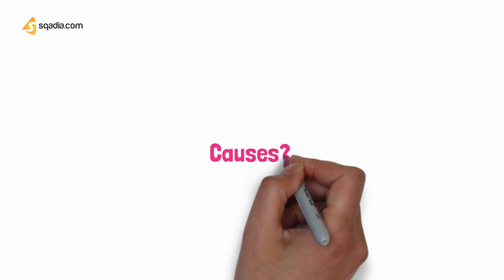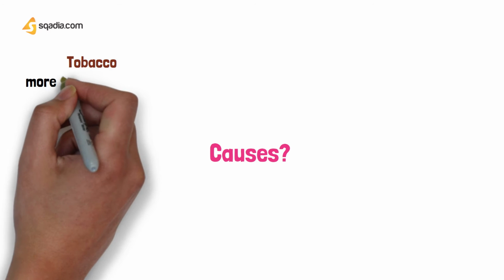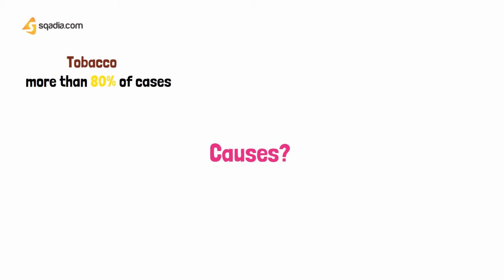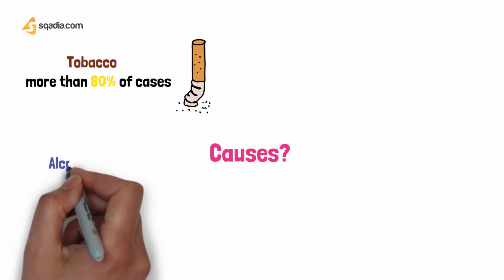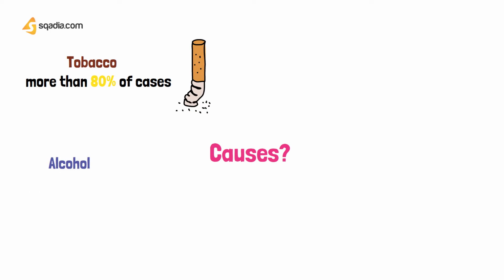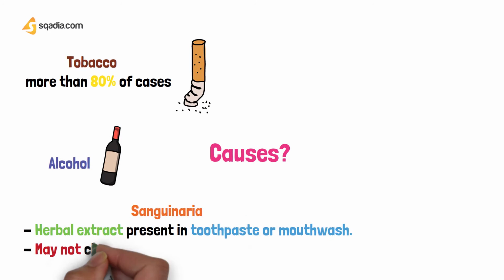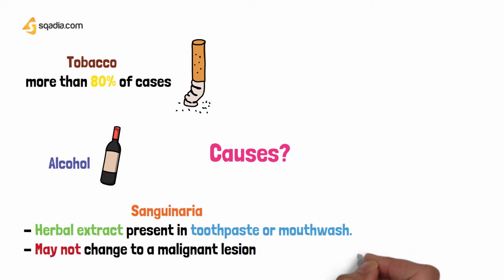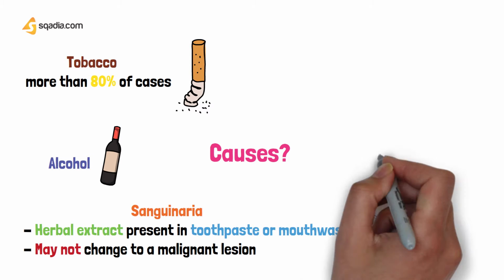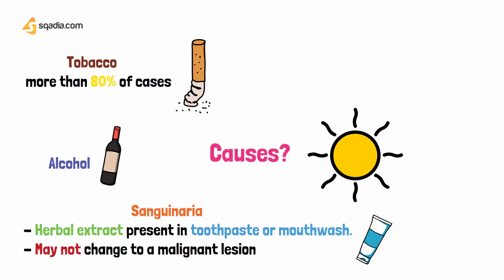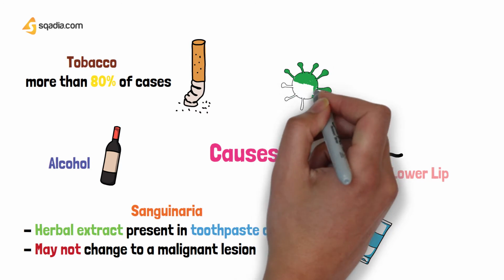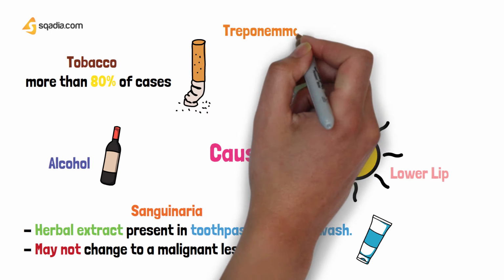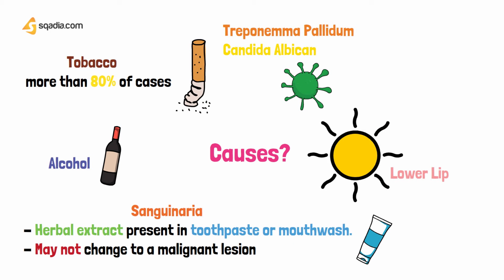Let's look at some of the etiological factors which may be associated with leukoplakia. Tobacco is a carcinogen and is responsible for more than 80% of the cases. In some of the cases, alcohol consumption has also been reported. A herbal extract known as Sanguinaria is present in toothpastes and mouthwash, but it rarely causes any malignant change. UV light affects the lower lip, causing leukoplakia of the lower lip. We also have some bacterial agents like Treponema pallidum or the Candida albicans.